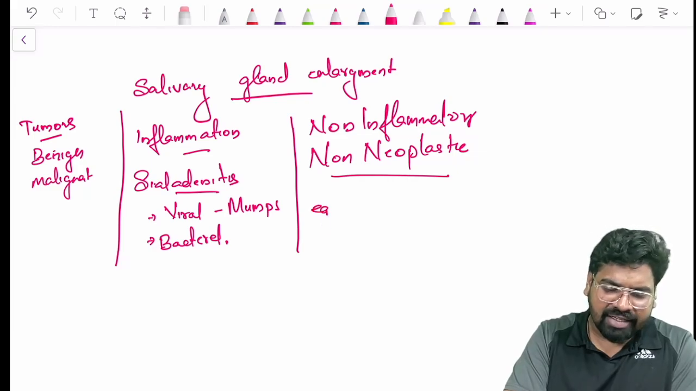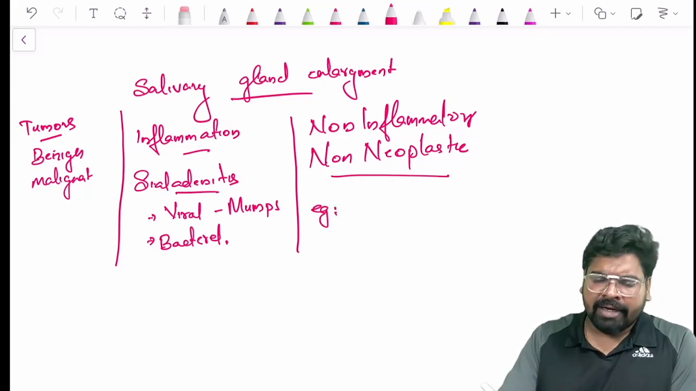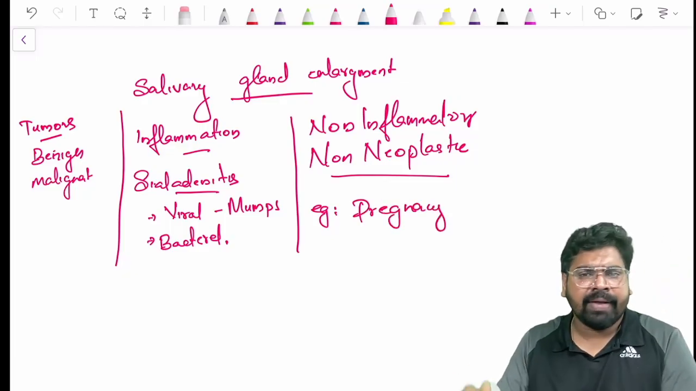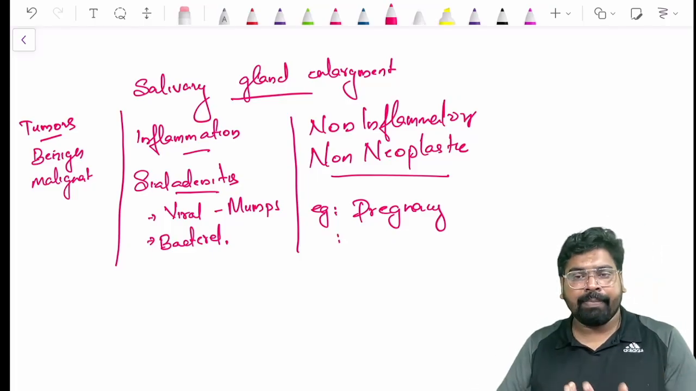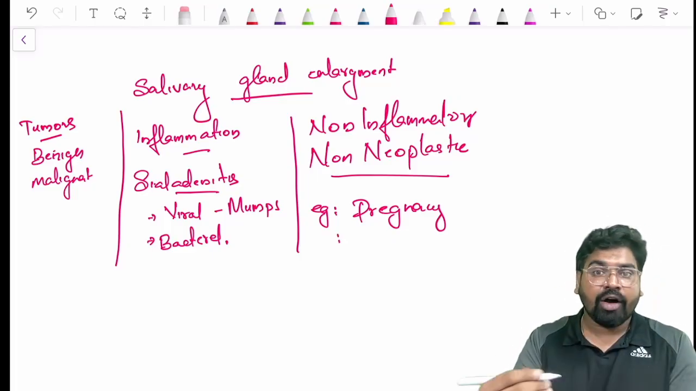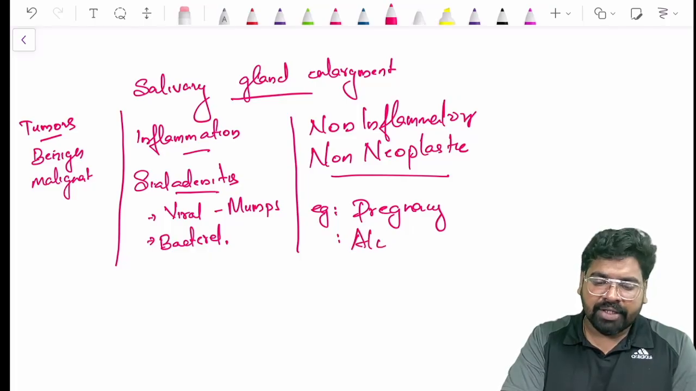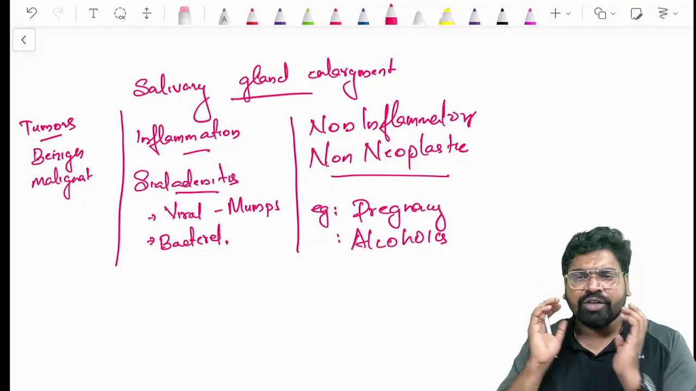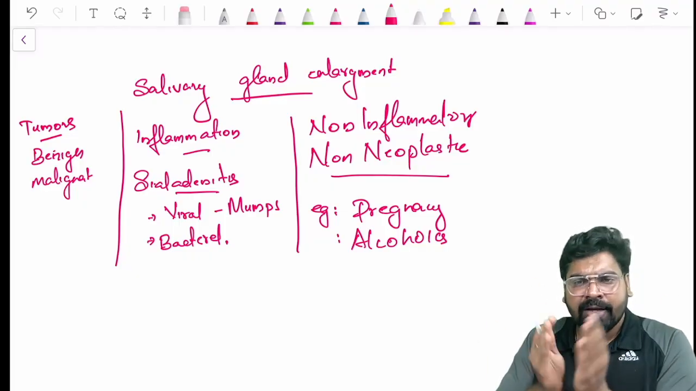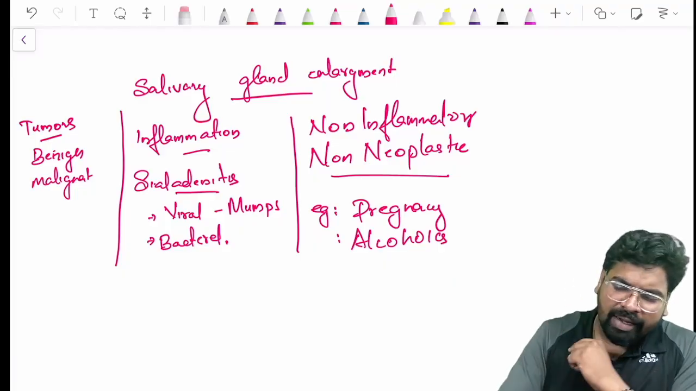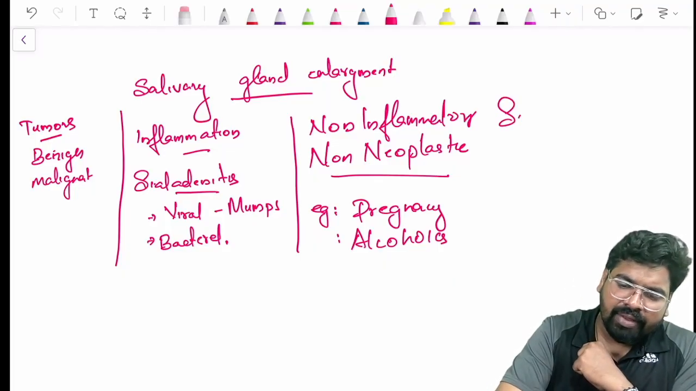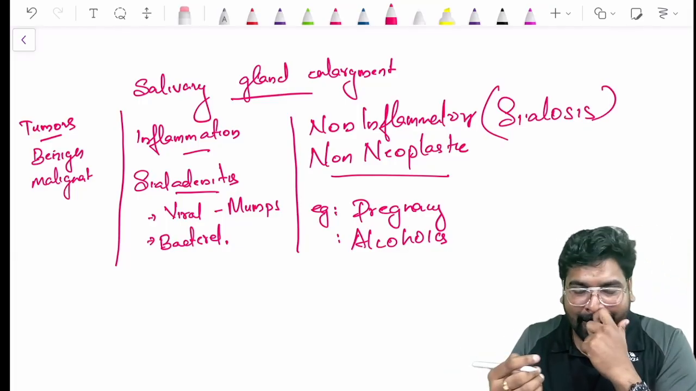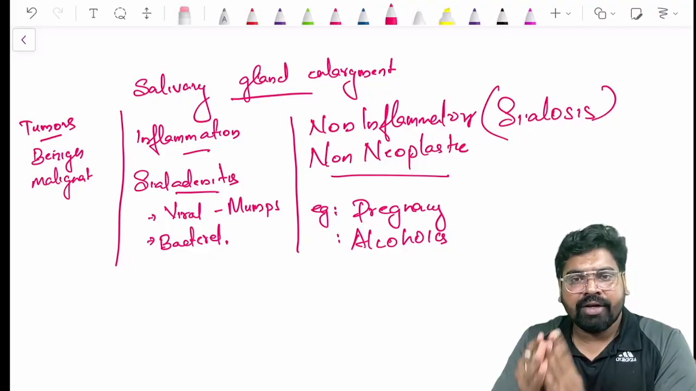There are certain conditions. You can see it in pregnancy. Have you seen alcoholic people? They have puffy cheeks, right? Alcoholics have puffy cheeks because of this non-neoplastic, non-inflammatory enlargement. We call it by the term sialosis. So sialosis is the term for non-inflammatory, non-neoplastic enlargement.